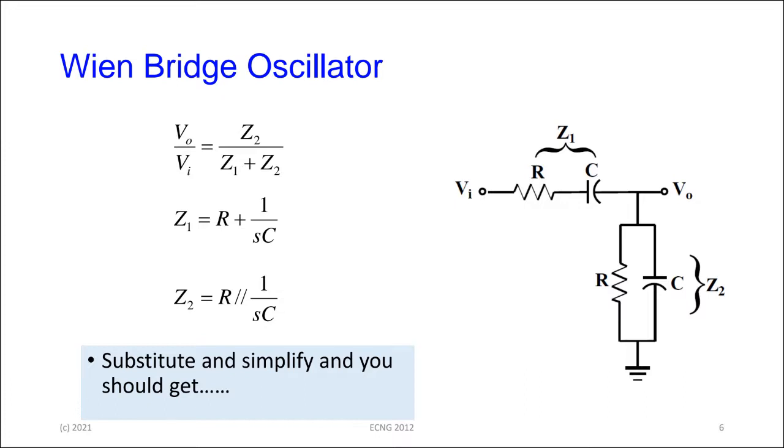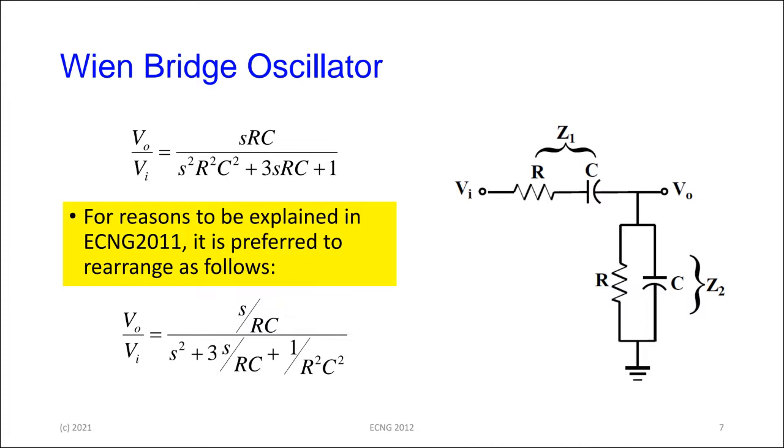It's a fairly simple circuit theory. V out and V in are, of course, related by a normal potential divider, except that you're dealing with impedances. Z1 is R plus 1 over SC, and Z2 is R in parallel with 1 over SC. If you substitute and simplify, you should get the equation that V out over V in is SRC over S squared R squared C squared plus 3SRC plus 1.